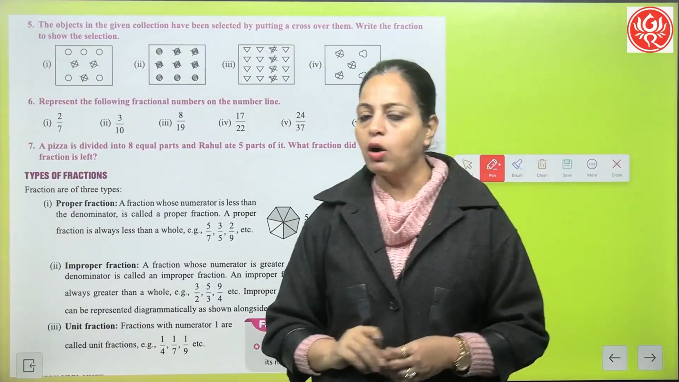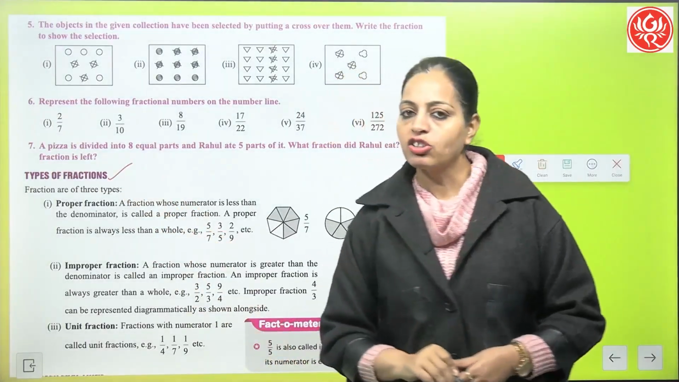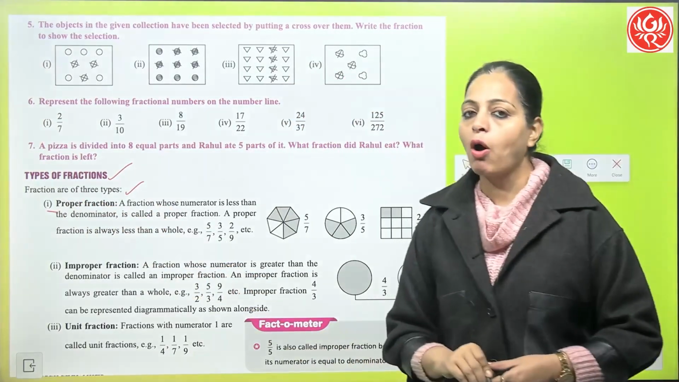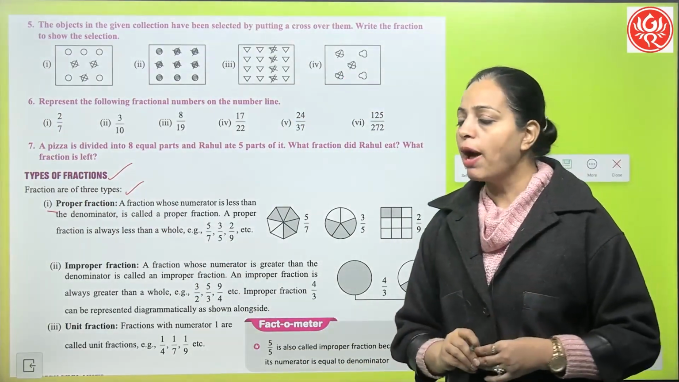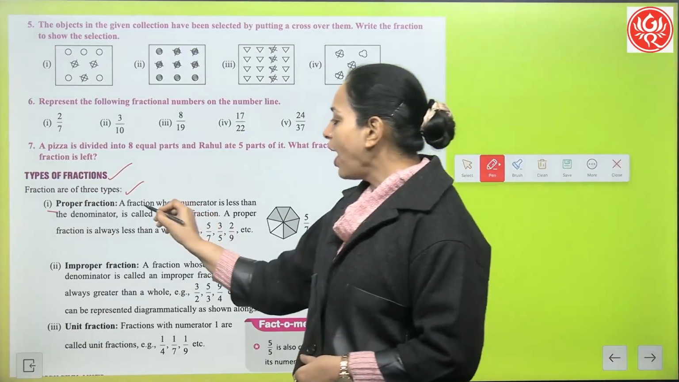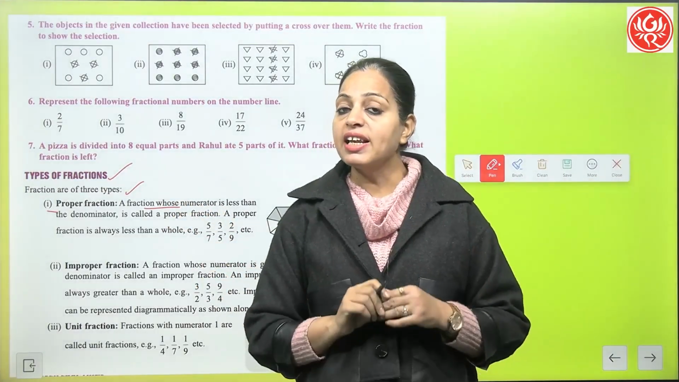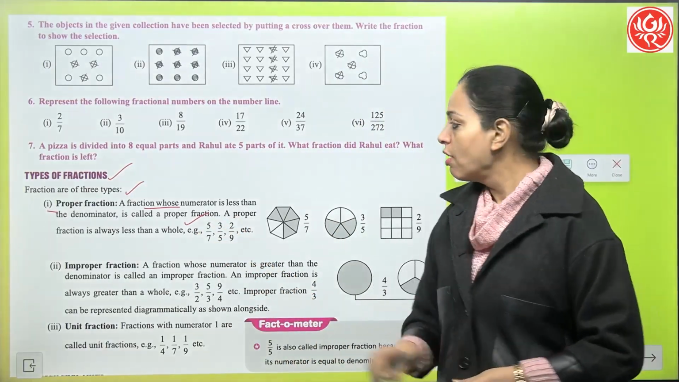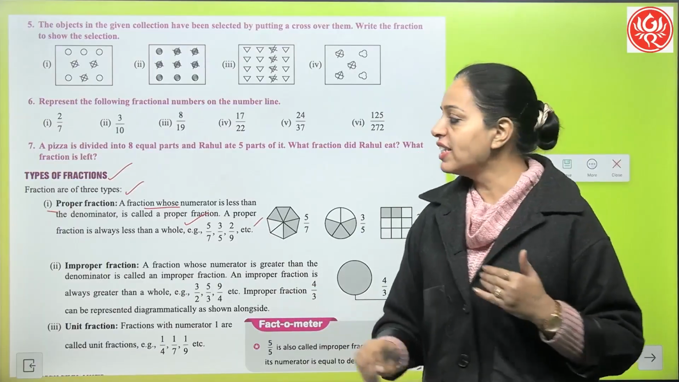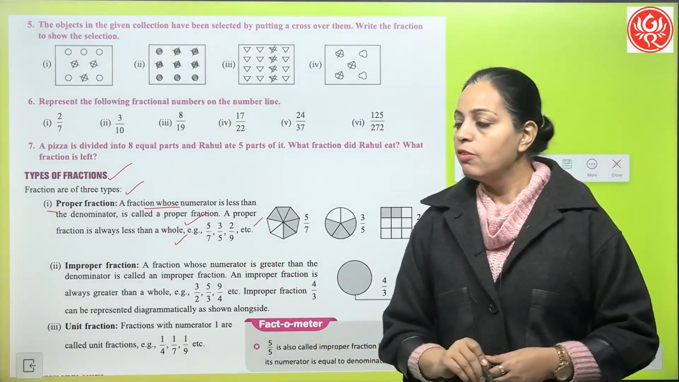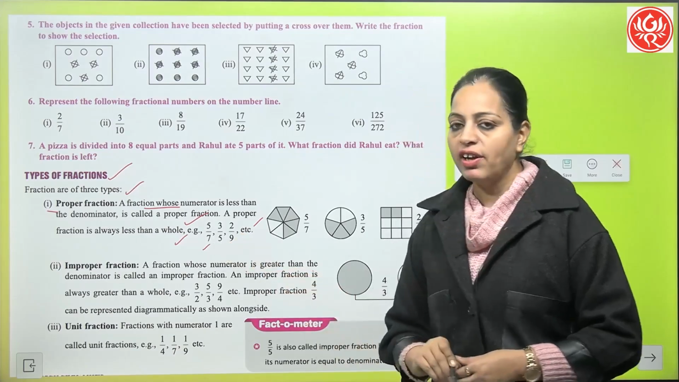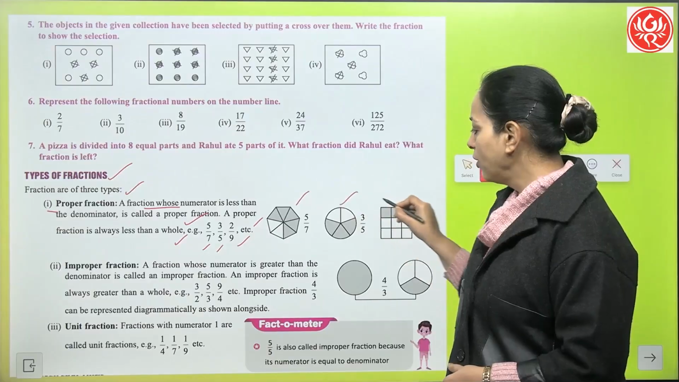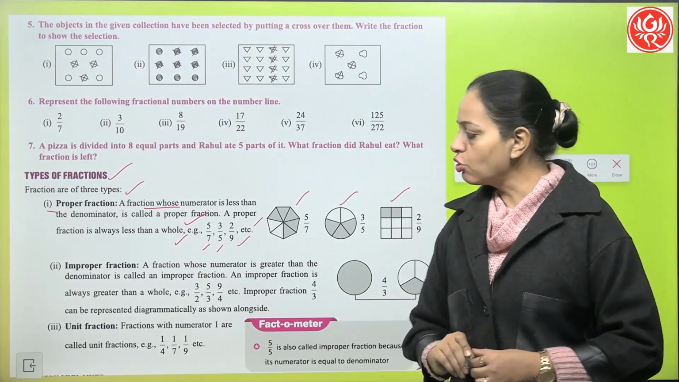Now we are talking about types of fractions. Fractions are of 3 types. The first one is proper fraction. What do you mean by proper fraction? A fraction whose numerator is less than the denominator. That is a proper fraction. A proper fraction is always less than a whole. For example, 5 by 7, 3 by 5, 2 by 9. So here figures are given. Okay? Is it clear to you?